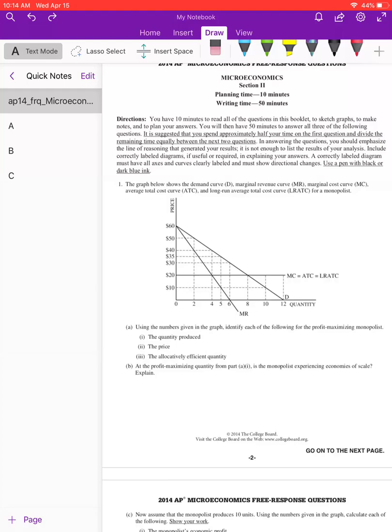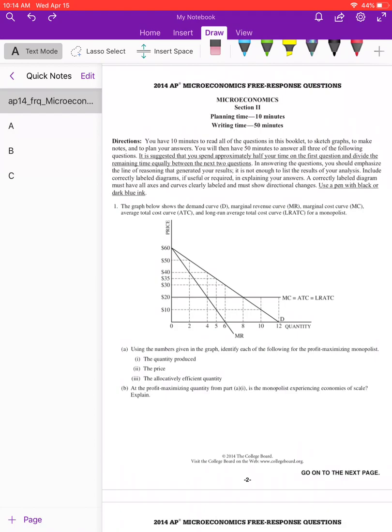Good morning, everybody. Here is our solution to AP Microeconomics Exam 2014, number 1. What you're looking at here is a constant cost monopoly. We know this is a constant cost monopoly because right here we see the MC equals the ATC.